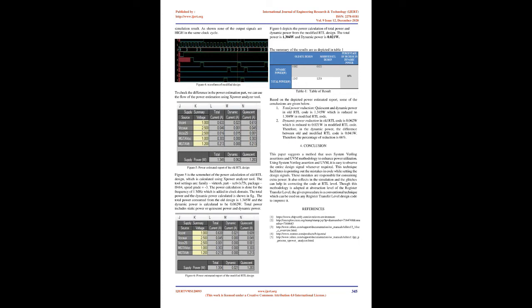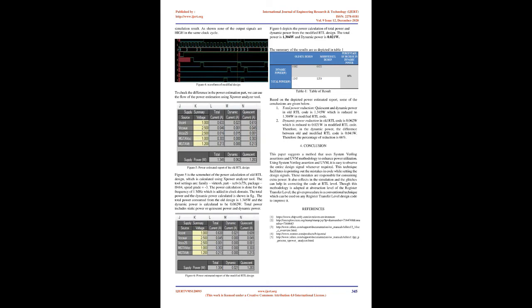Simulation result. As shown, none of the output signals are going high in the same clock cycle. Figure 6 depicts the power calculation of total power and dynamic power from the modified RTL design. The total power is 1.304 W and the dynamic power is 0.021 W.